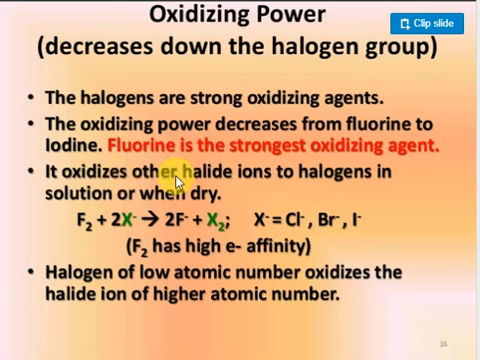It oxidizes other halide ions to halogens. Consider I'm taking the fluorine atom here. If you take chlorine, bromine, iodine, whichever it may be, except fluorine.